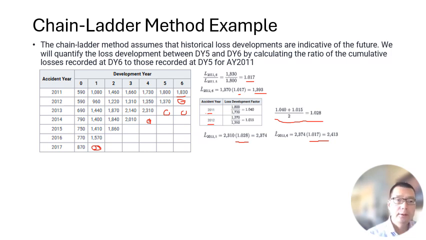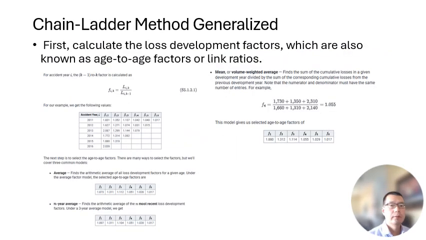So this is the gist of the chain ladder method. Again, this page just generalizes the chain ladder method for you. First, calculate the loss development factors, which are also known as age-to-age factors or link ratios.